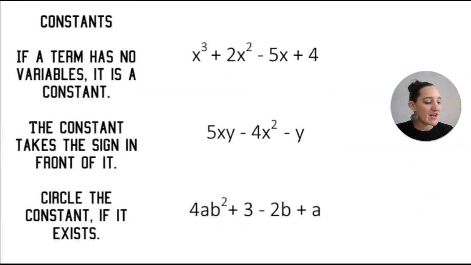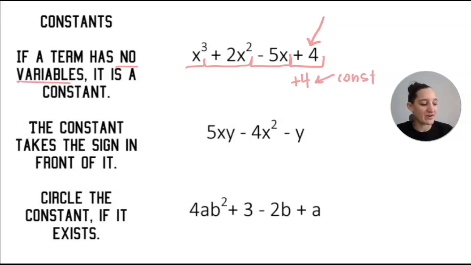Let's talk about constants. Constants are those terms that have no variables. So if you have a constant, then it can either be a positive number or a negative number, depending on if it's a plus or a minus in front of it. If we divide these into terms again, we can see that there is one term that does not have a variable. It looks like it's a plus 4, but we could also call it a positive 4. Because if you're going to add 4, it's going to be a positive 4, right? So the constant here is a positive 4.